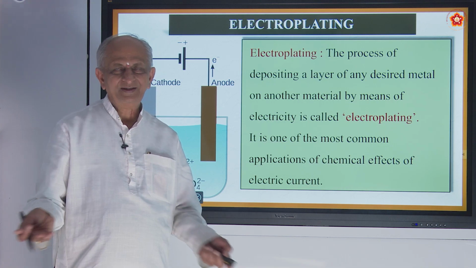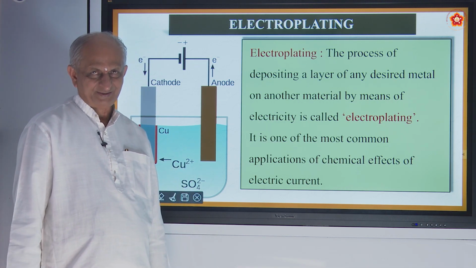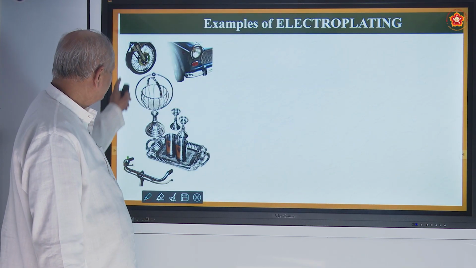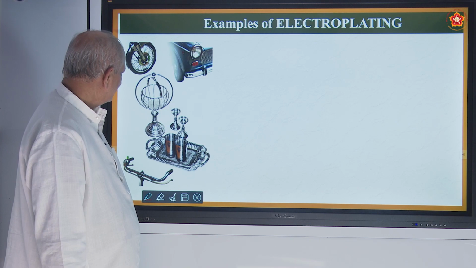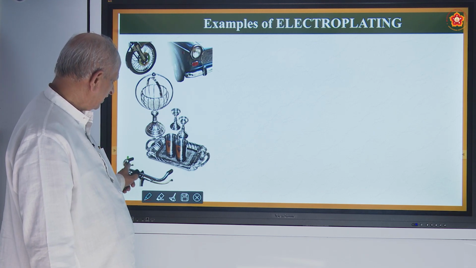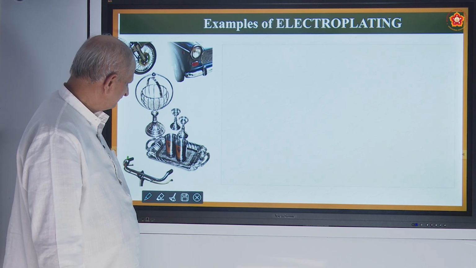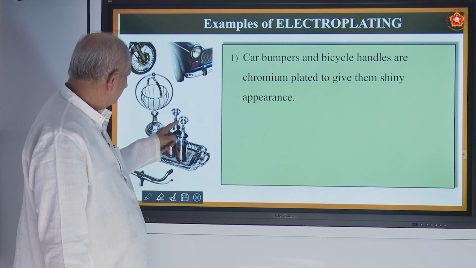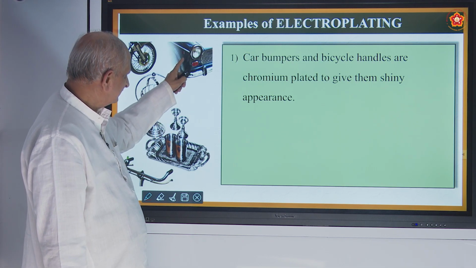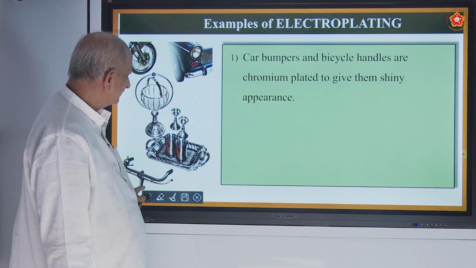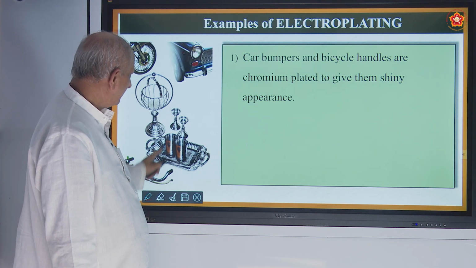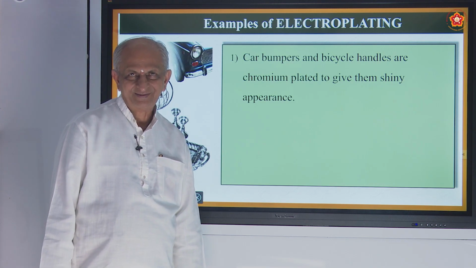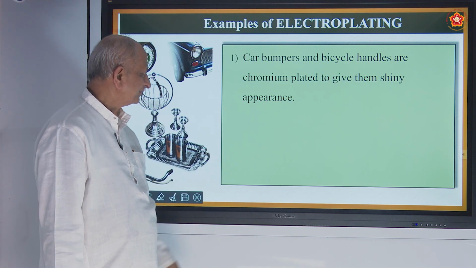Now let us see some daily usage articles wherein the coating has taken place. All of you are very familiar with all these things. Correct? So can you name some of them? This one all of you know. Cycle handles. Correct? And this is car bumpers. Bicycle handles are all called chromium plated. Looks like steel, but not steel at all. It has got a shiny appearance.